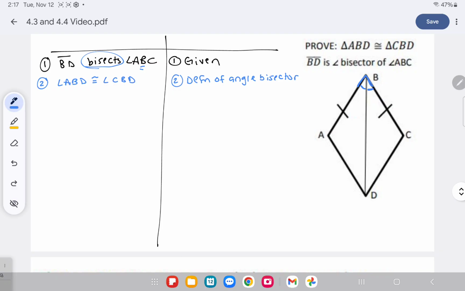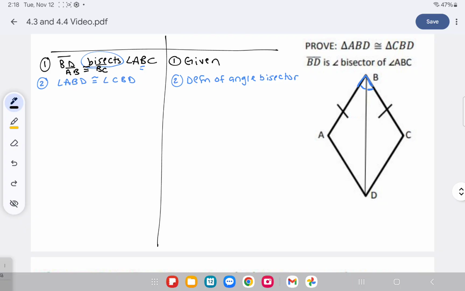Oh, and I guess we had a second given that I should have included. Whoops. AB and BC are marked as congruent in our picture. So because they're marked in our picture, that's a given. So that's our second congruent statement. We have 2 congruent statements.